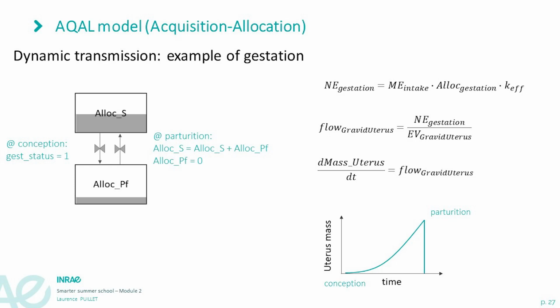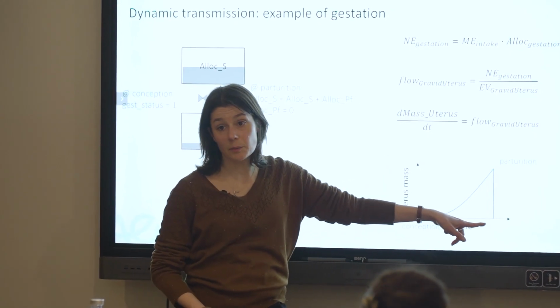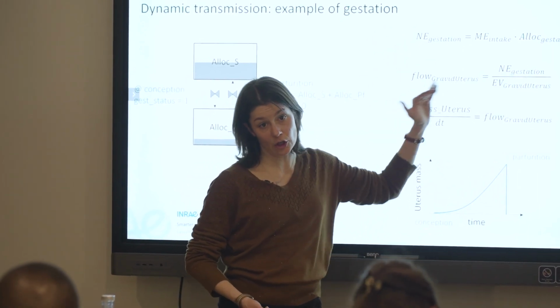And then, as the allocation to gestation value becomes not 0, the flow starts, and the model is allocating energy to gestation. Thanks to nutritionists and a lot of experiments, we are able to evaluate the cost of building 1 kilogram of graviduterus, so we can compute the change through time of the graviduterus. And this is how we are able to simulate the uterus mass depending on time, based on this energetic conversion.